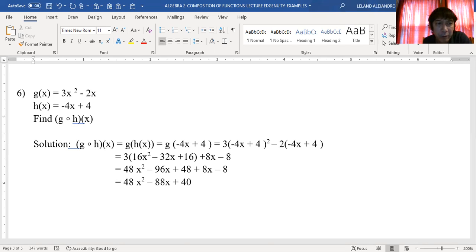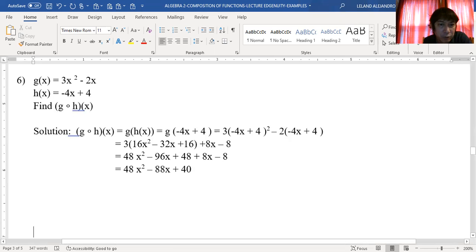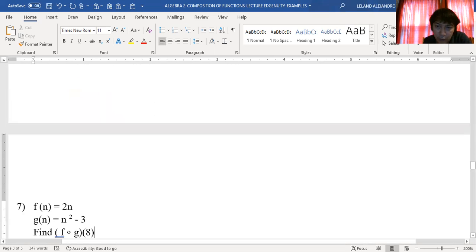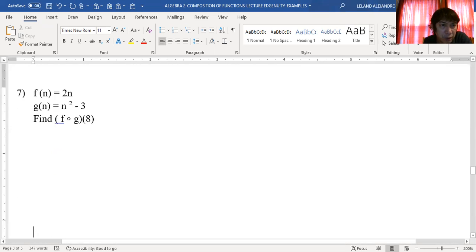All right, I hope you were able to get this number 6. Let's continue with the next number. Here's number 7. The given function is f of n equals 2n. The second one is g of n equal to n squared minus 3. We're asked to get f of g of 8.